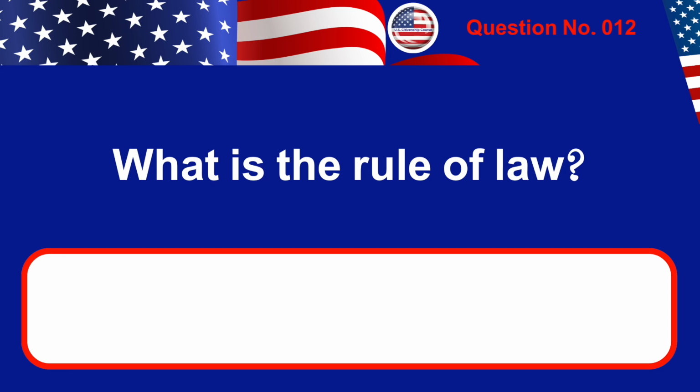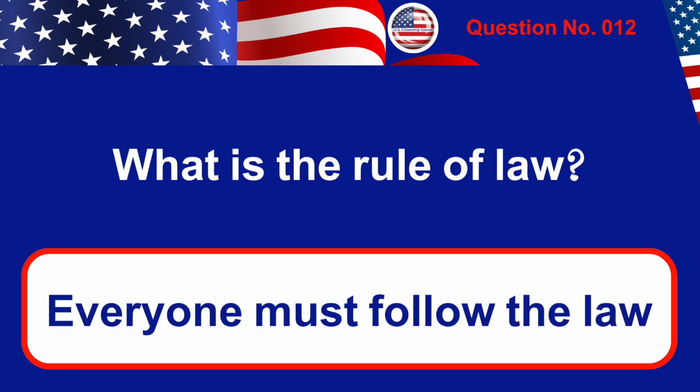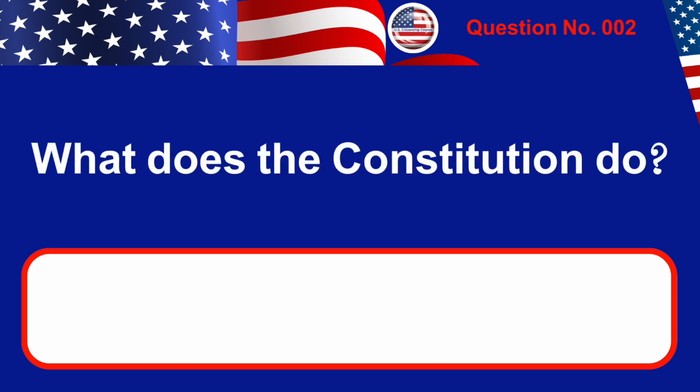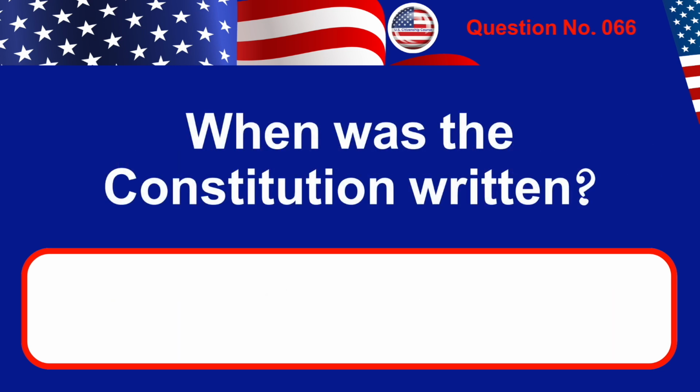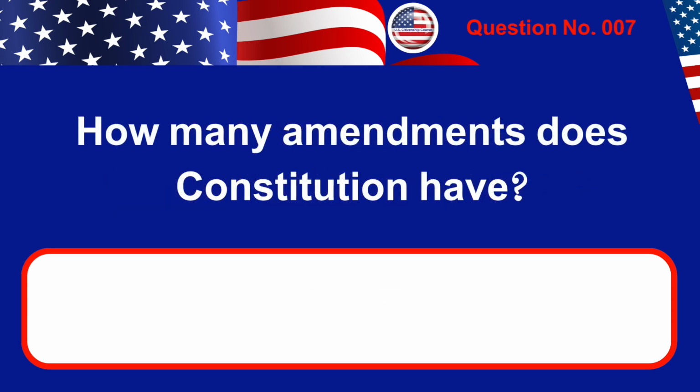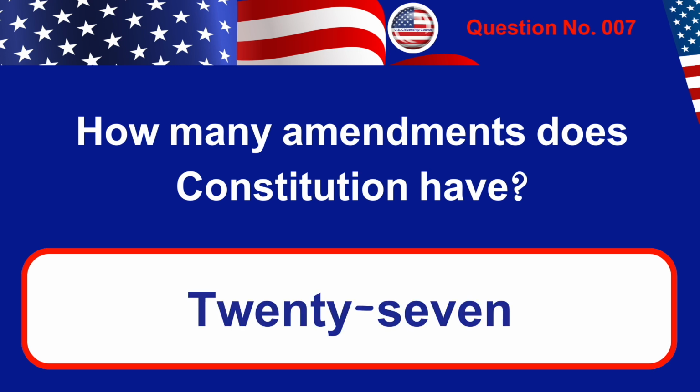What is the rule of law? Everyone must follow the law. What does the Constitution do? Sets up the government. When was the Constitution written? 1787. How many amendments does the Constitution have? 27.